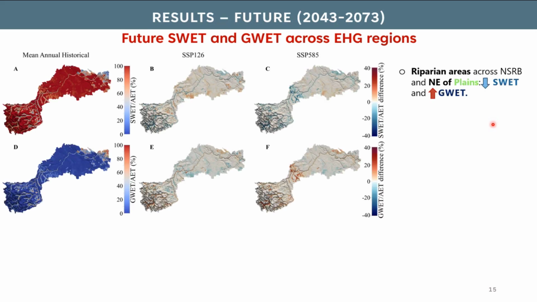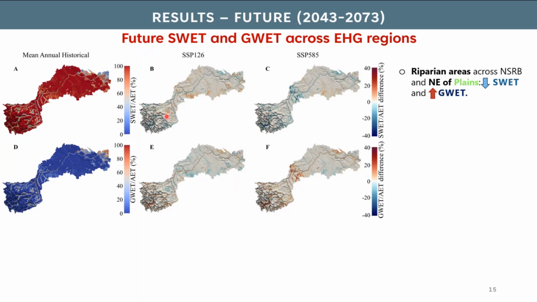In addition, we found that the share of contribution from the surface water evapotranspiration and groundwater evapotranspiration to actual evapotranspiration changes under climate change scenarios. Again, in the left column we present the mean annual historical result. The middle and right columns represent the difference between the future scenarios and the historical period.